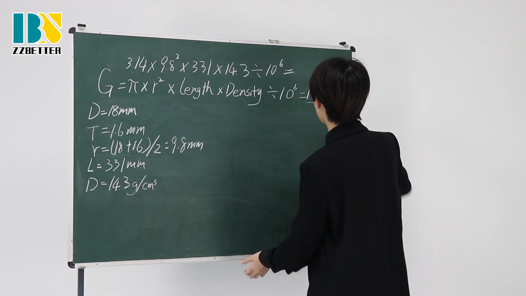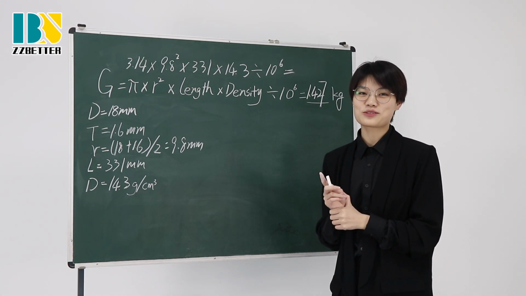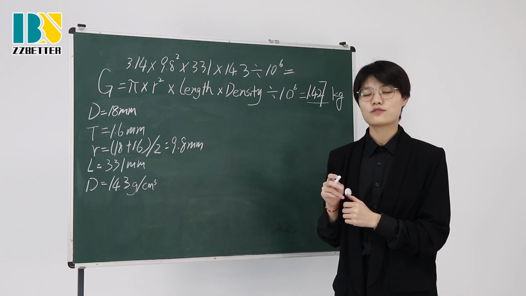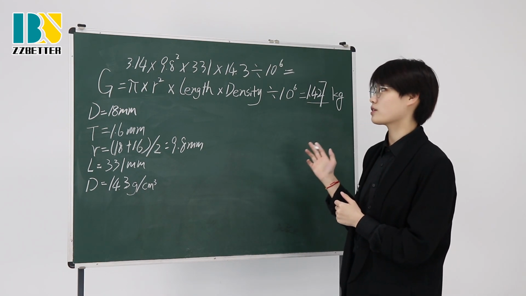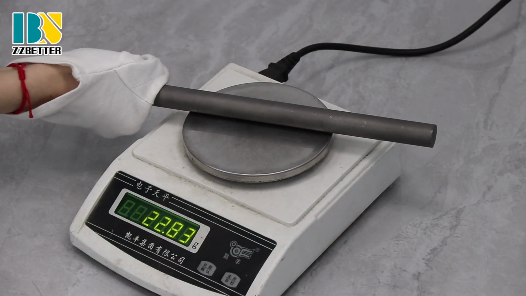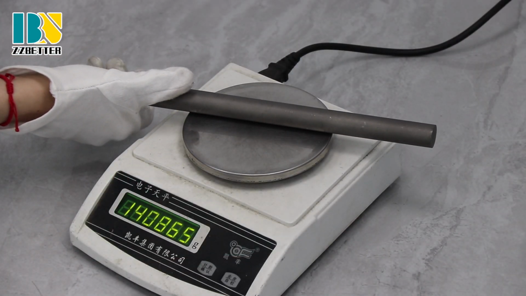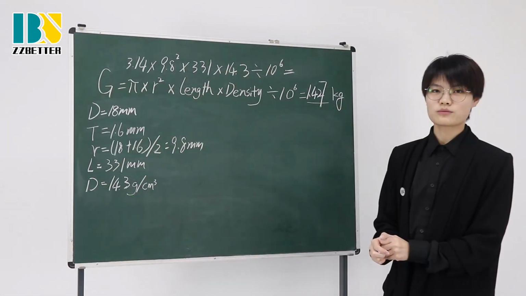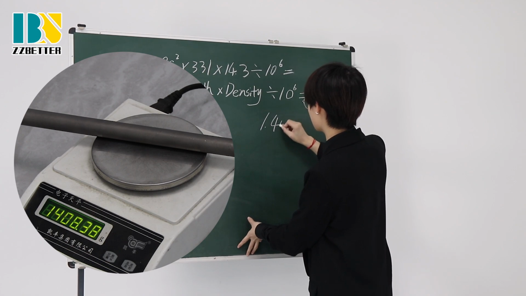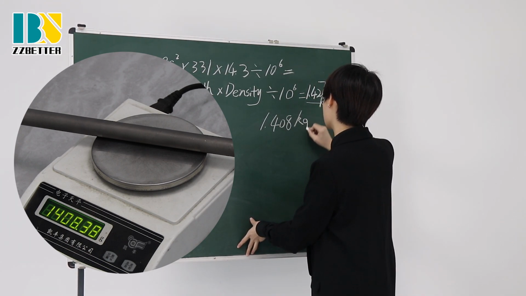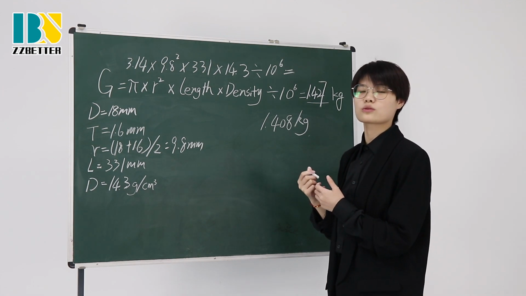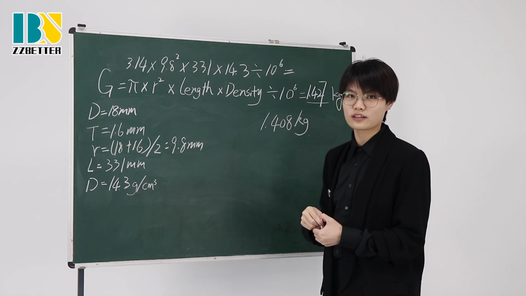1.427. Yes. Okay. This formulation can only help us to calculate the theoretic weight of the carbide rod. And there will be some difference between the actual weight and the theoretic weight. So let's take a look at the actual weight. From the electronic scale, the actual weight is 1.408 kilogram. You can see from the numbers that there is not a big difference between these two numbers, which means our calculation is actually working.